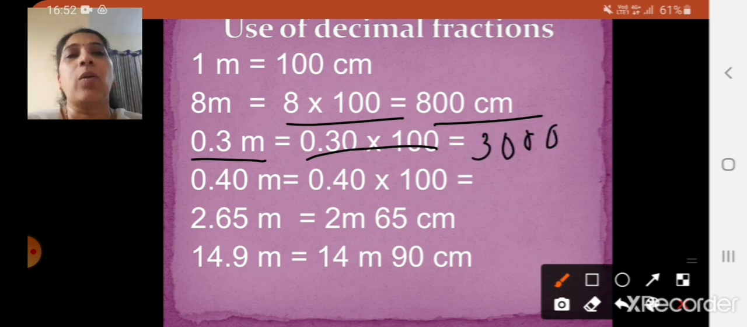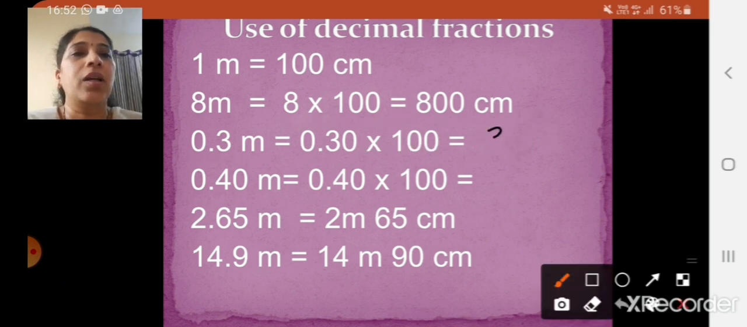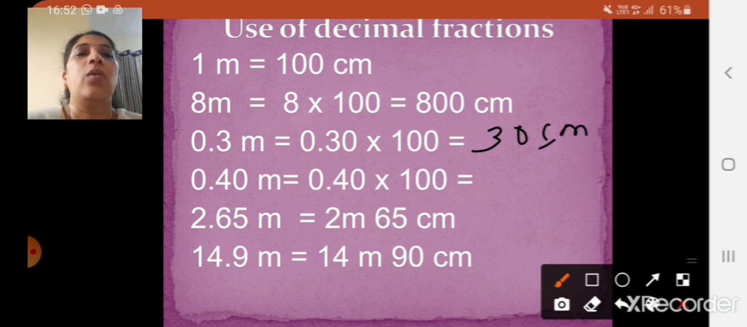Now you think about the decimal point. How many decimal places are there? 2 decimal places. So now from your right hand side, you will count 2 decimal places. 1, 2. So you got 30, right? So your answer will be 30 centimeter, right? So you will write it as 30 centimeter.